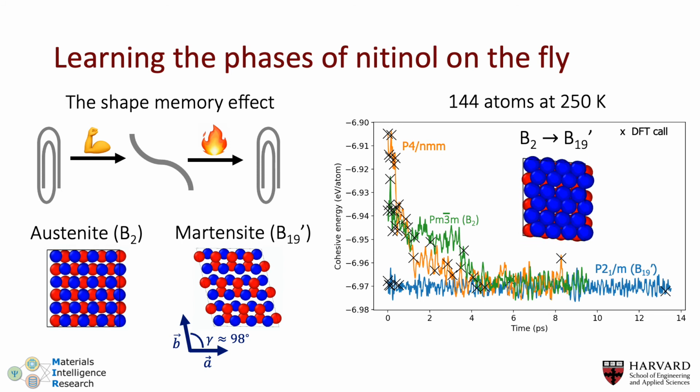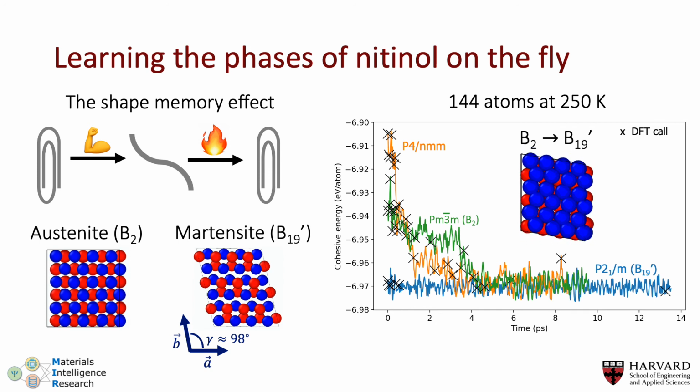For the other 2 phases that we tried, the green line and the orange line, they were initially unstable, and you can actually see them transform into the stable martensite phase, as you can see in the video graphic here, which shows you the B2 phase transforming into martensite.